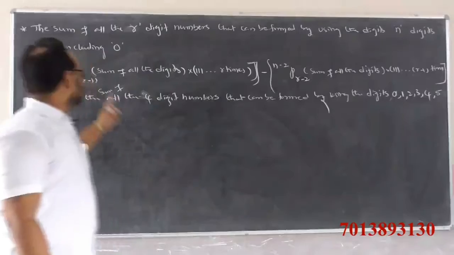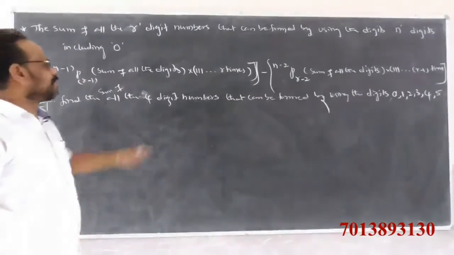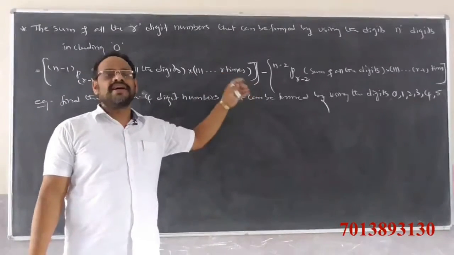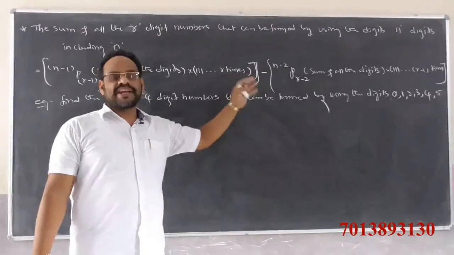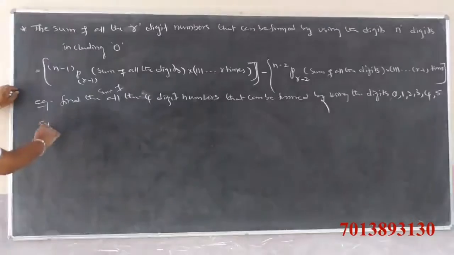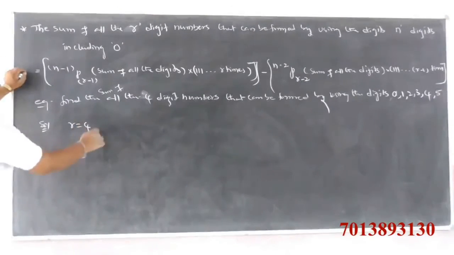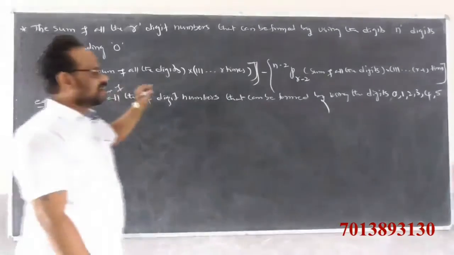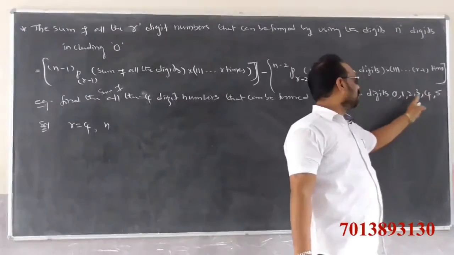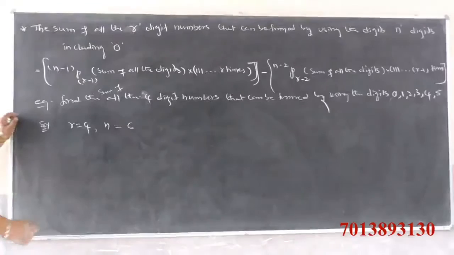We have a formula that is (n−1)P(r−1) into the sum of all the digits into 1 into 1 into 1 up to (r−1) times. Observe here, solution. Clearly, we want 4-digit numbers, so r is equal to 4. The given digits are 0, 1, 2, 3, 4, 5, that means 6 digits. So clearly, n is equal to 6.